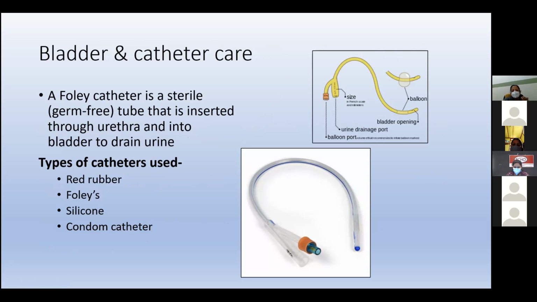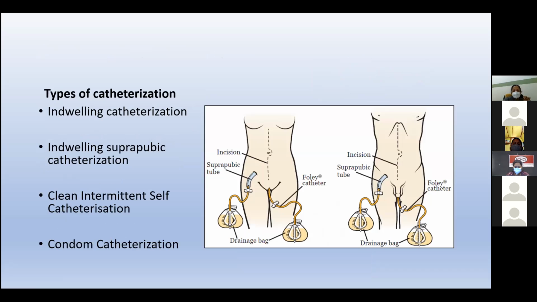Then comes, because many of our patients will be having bowel problems also, bladder problems also, right? So many of them will have a catheter inserted. So different catheters are used, like red rubber, Foley catheter, silicone catheter, condom catheter. Yes, so all catheterization is generally an aseptic technique, right? So we should always remember that when we are doing Foley catheter or silicone catheterization, that is totally aseptic technique. Okay, so that should be remembered.